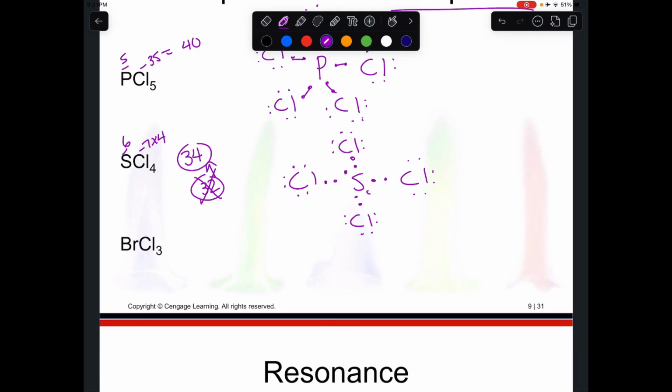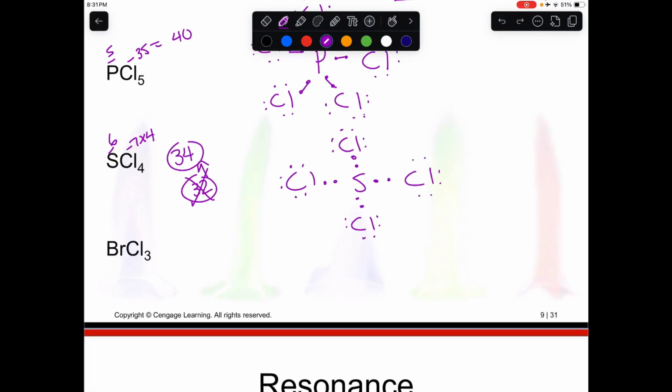So please, I don't want to see them. I'm going to take those away. I don't want to see this. Okay, you don't put them on opposite ends. They become a lone pair. I don't want to see this. You don't put them like that. It's like an extra bond.